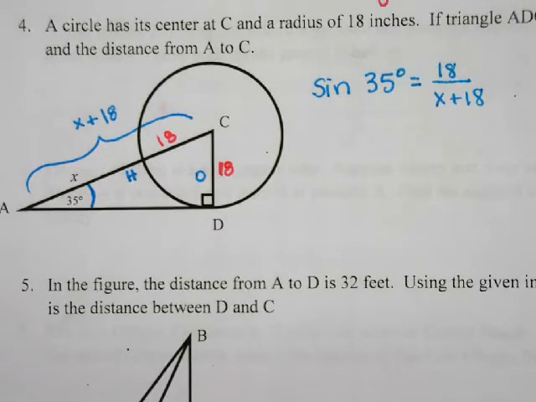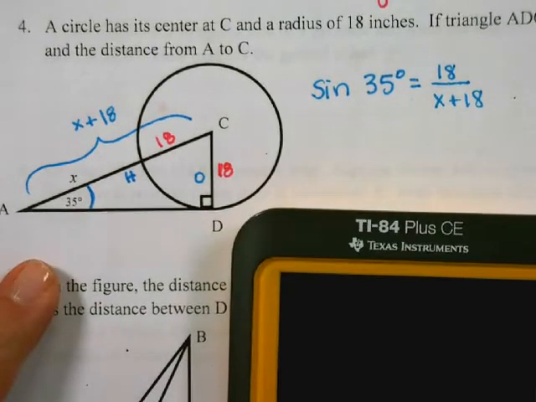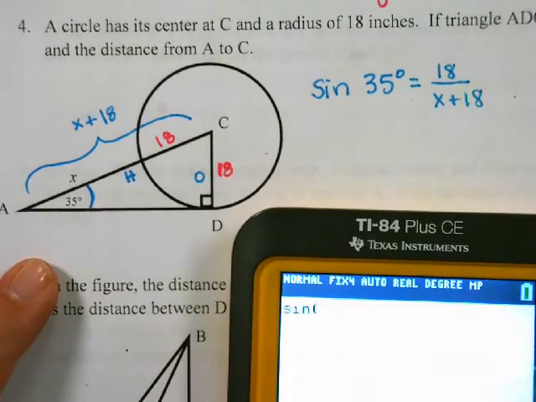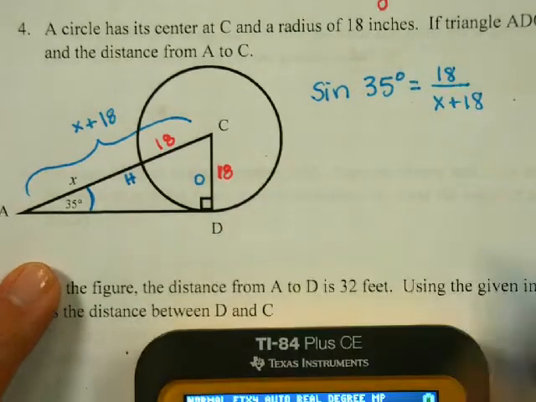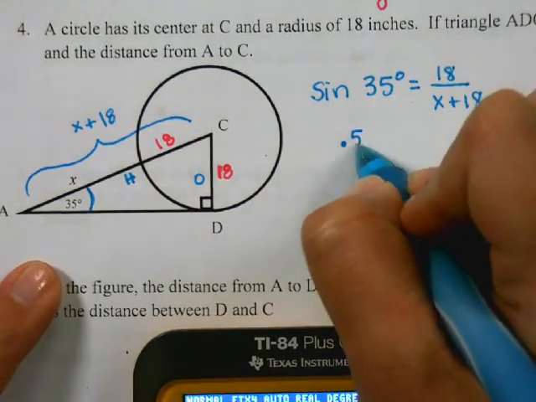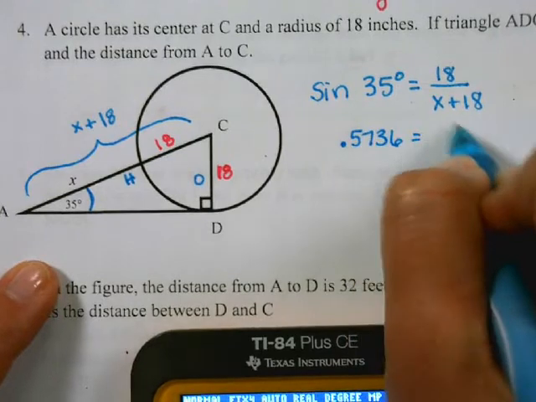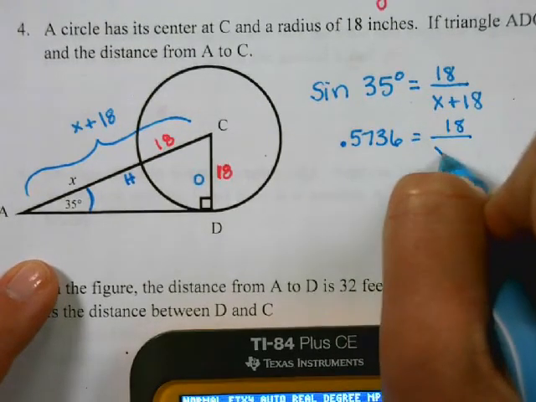What do you want to do to solve that guy? Okay, let's find the sine of 35. So he's 0.5736 equals 18 divided by X plus 18.